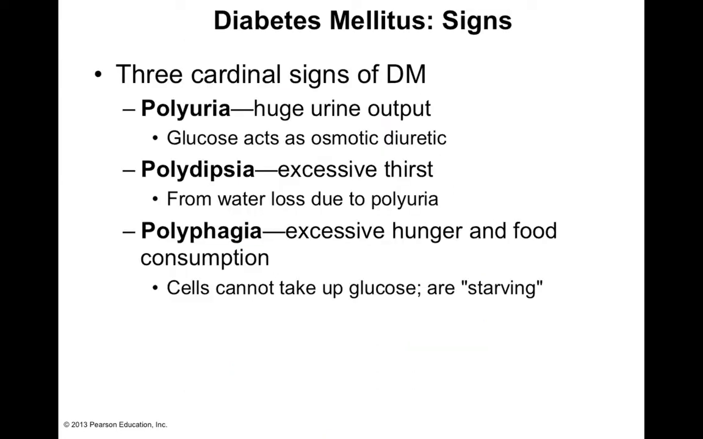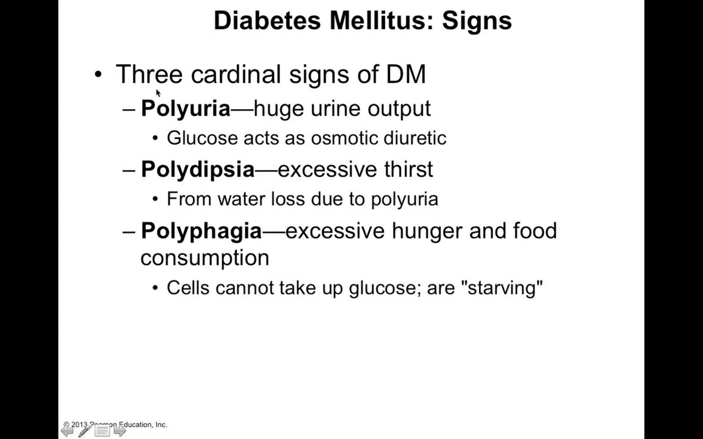Now, you may have all heard of a disease called diabetes, which is fairly common. There are some cardinal signs of diabetes mellitus, and they include polyuria, polydipsia, and polyphagia. Polyuria means high urine output, lots of urine.